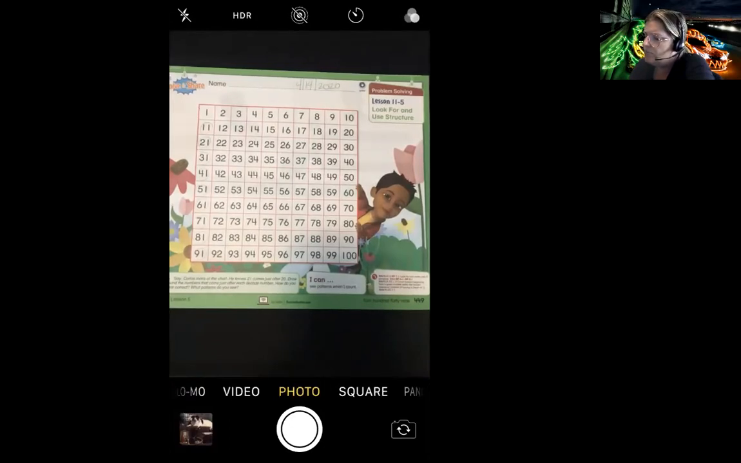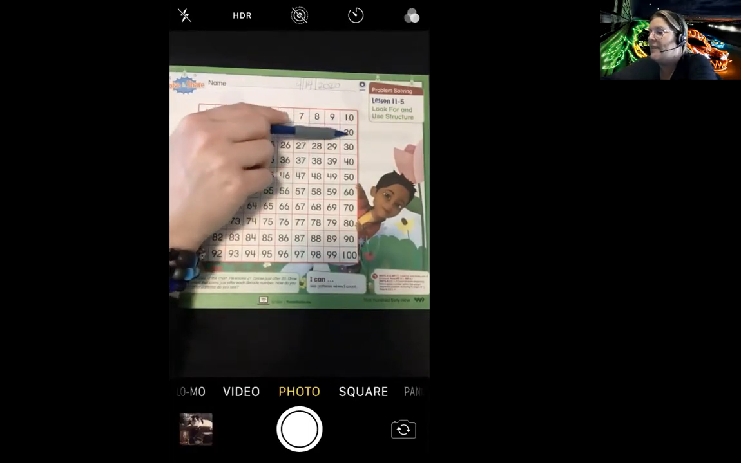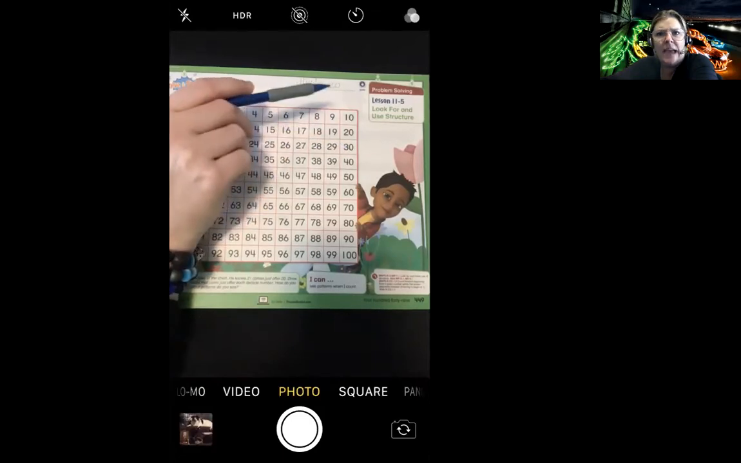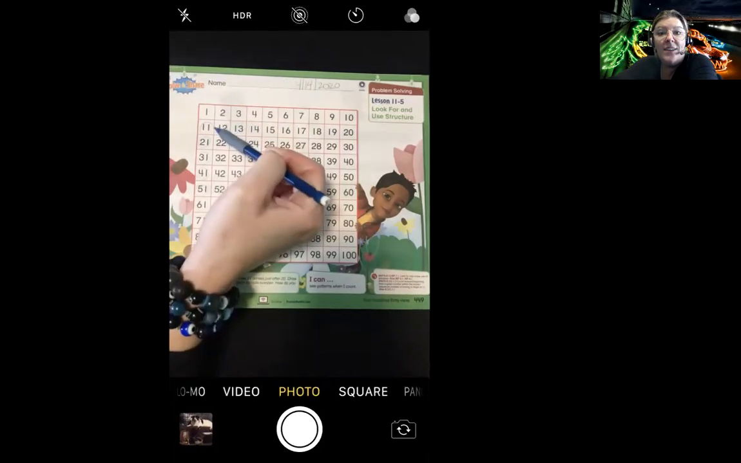So how do we know we're right? What pattern could we find in these numbers that would tell us that we're right? I have an idea. If we look at the decade numbers, what does each of the decade numbers end with? 0. What number comes after 0 on the number line? 1. You're right. Nice job.